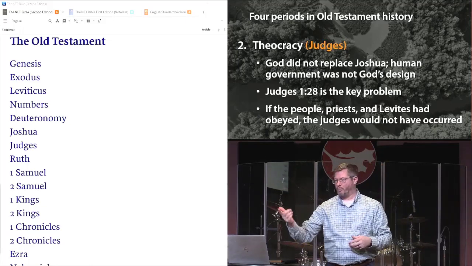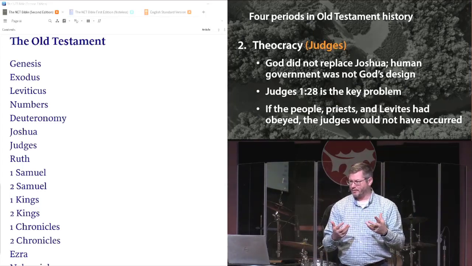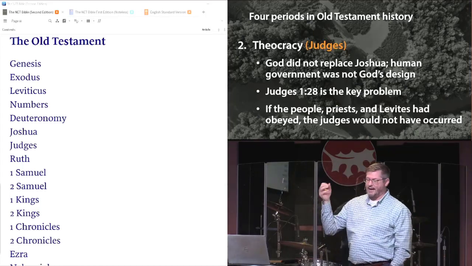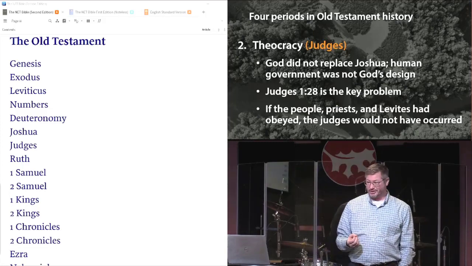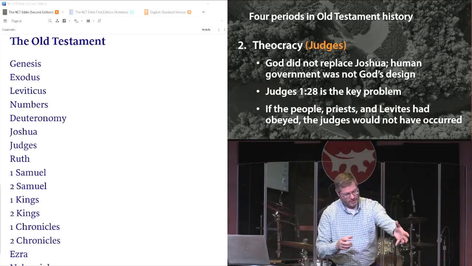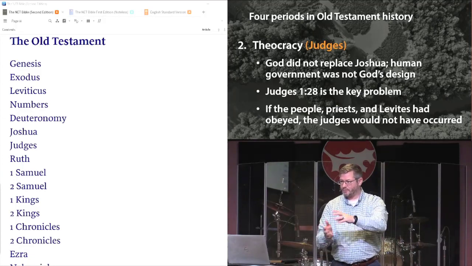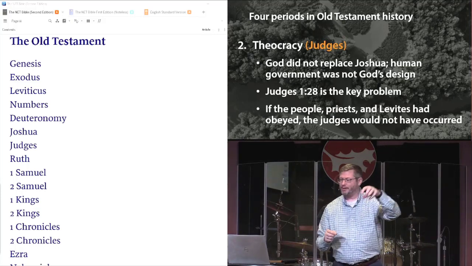Monarchy is rule by one. Oligarchy is rule by a few. It's all the same thing, okay? A theocracy is God is the one who is in charge. He rules. And that's how Judges started. God chose Joshua to replace Moses to lead the people into the land. He did not choose anybody to replace Joshua.